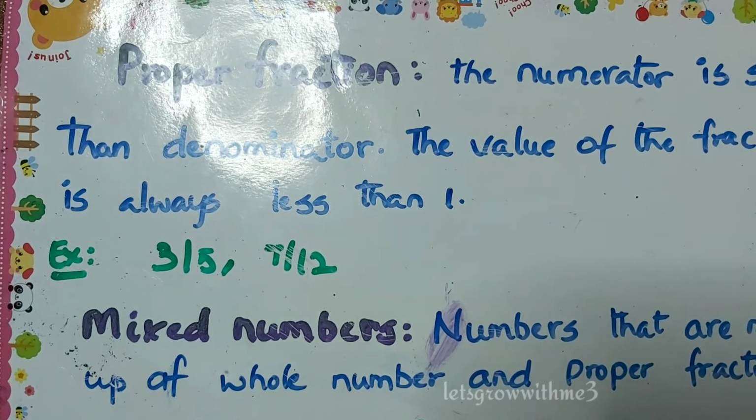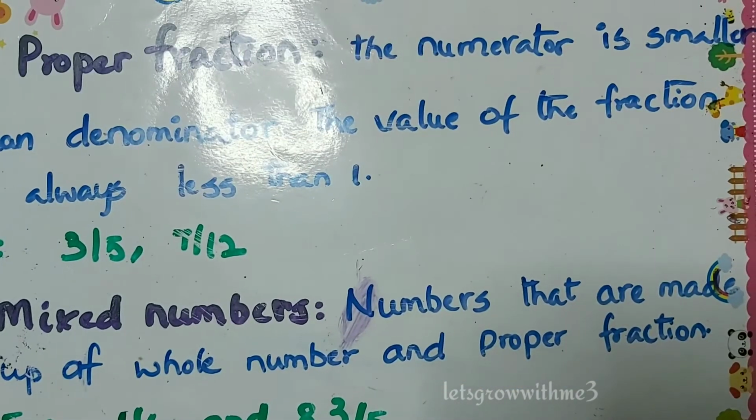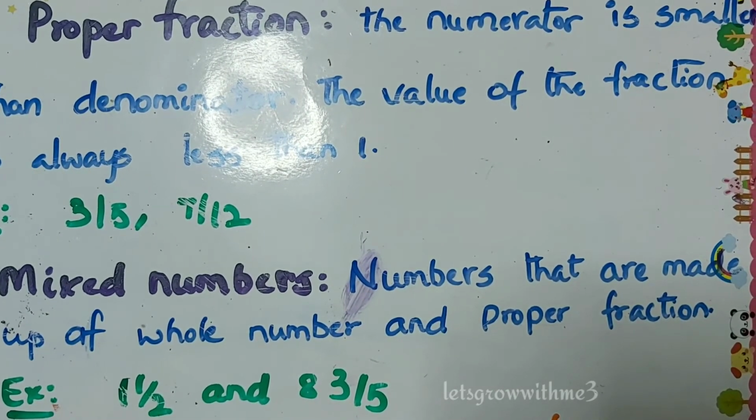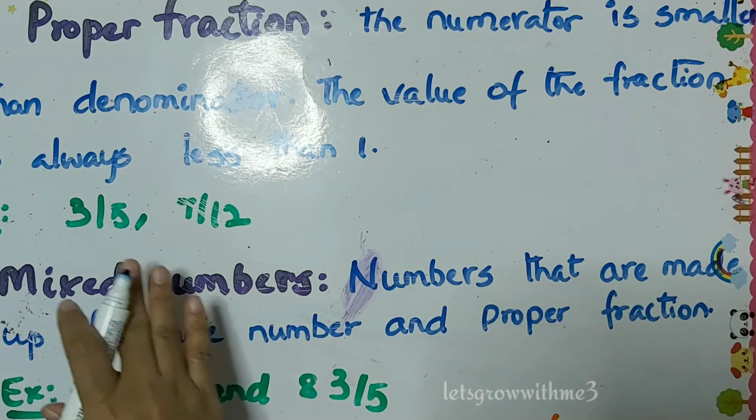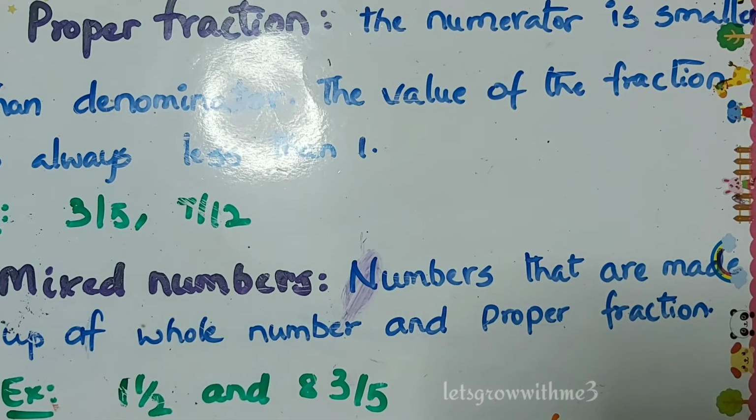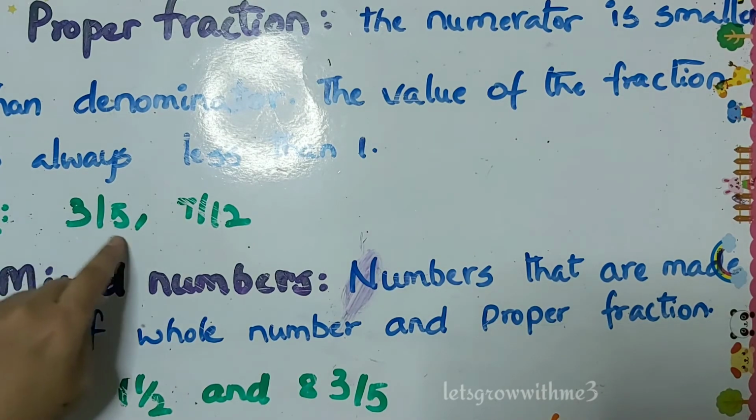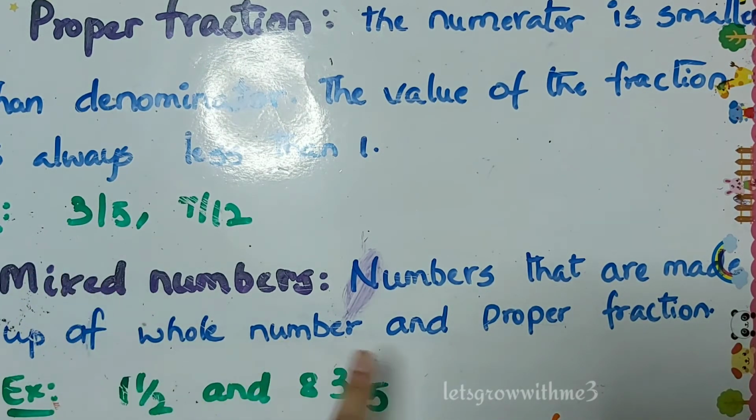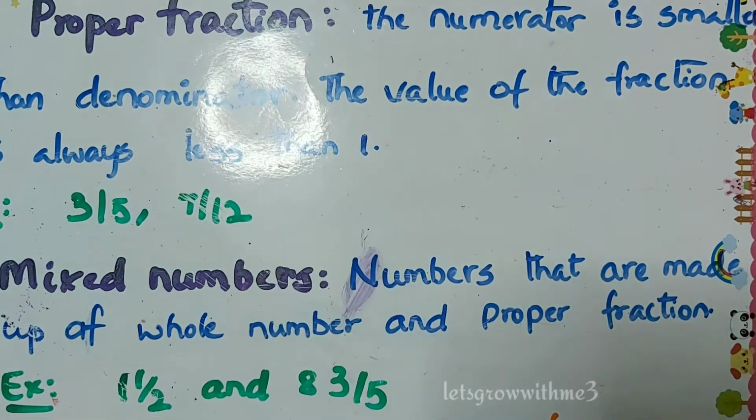Next we will see another definition. So that is proper fraction. So what do you mean by proper fraction? The numerator is smaller than the denominator. Then we will say that fraction is a proper fraction, and the value of the fraction is always less than 1. So here we have two examples, 3 over 5 and 7 over 12. So the numerators are less compared to the denominator. What it is saying, the value of this fraction is always less than 1.